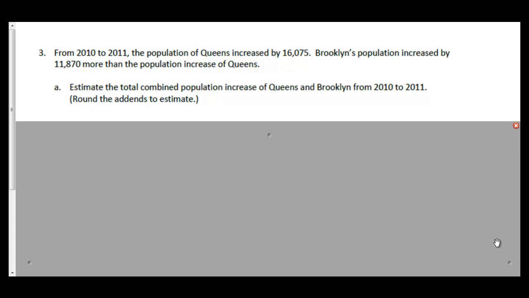Okay, last problem. From 2010 to 2011, the population of Queens increased by 16,075. Brooklyn's population increased by 11,870 more than the population increase of Queens. A says estimate the total combined population increase of Queens and Brooklyn from 2010 to 2011. Round the ends to estimate. So I want you to think about what you could draw to model this. Go ahead and think about what your tape diagram would look like and then estimate the total. And whenever you're ready, come back and check.